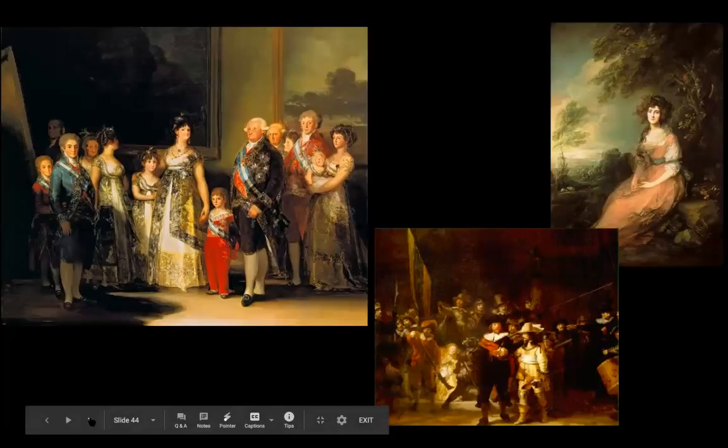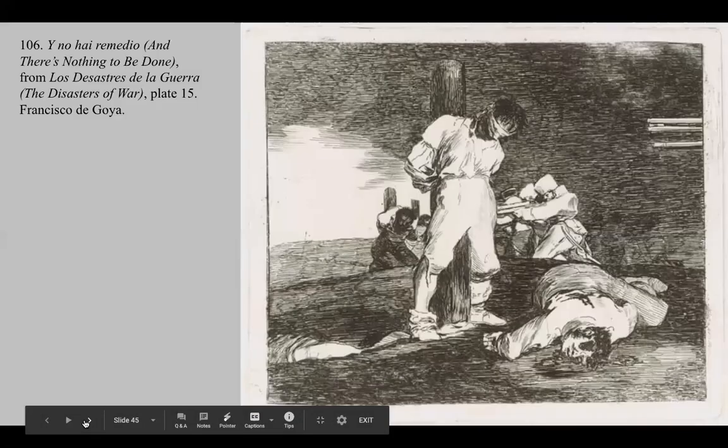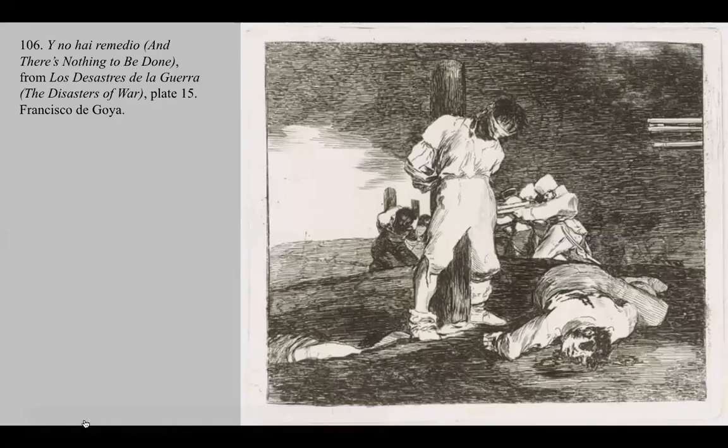And so he has that wispy sort of brushstroke that we see of the Rococo, right? So that's in his paintings. Now, the artwork that we have in the 250 is There's Nothing to Be Done, and it's from the Disasters of War. So he made a series of prints based on what happens with warfare.